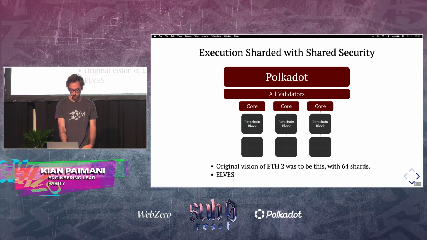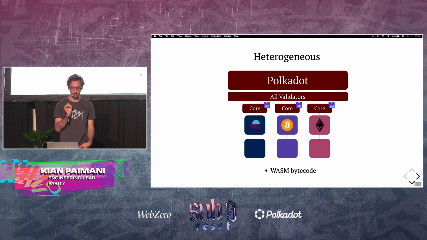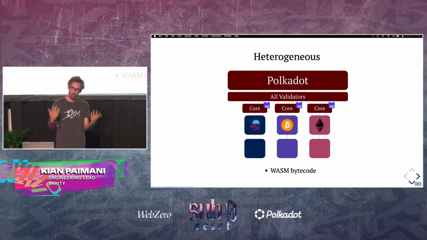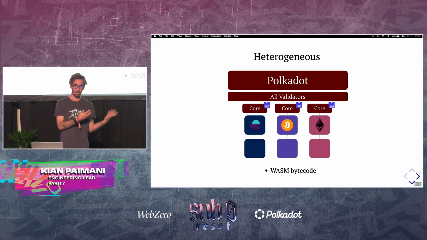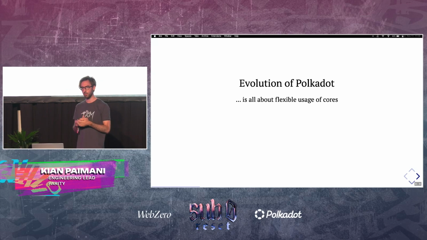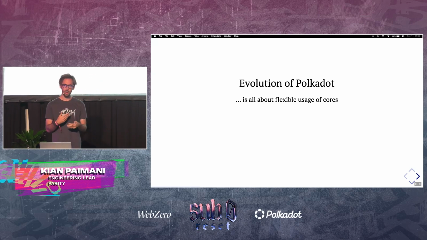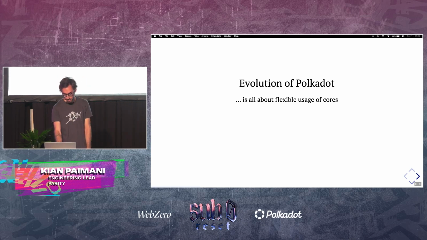And finally, Polkadot took this a step further. So it made this sharded system with shared security also heterogeneous. Now, each of those shards can be a different blockchain. And if you look at the evolution of Polkadot so far, in the last 2 years, it's really all about making the usage of cores more flexible. So I have many examples of that here.